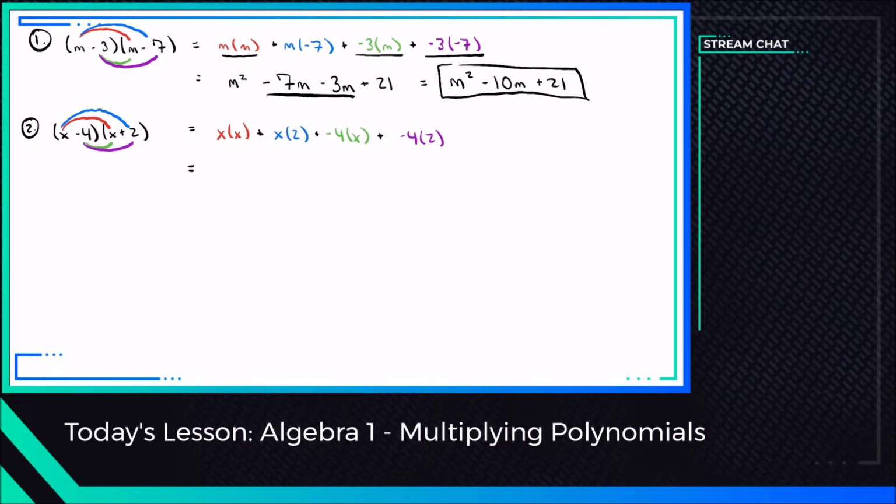And so now an x multiplied by an x is going to be x squared. X multiplied by 2 is going to be a positive 2x. Negative 4 multiplied by x is going to be a negative 4x. And negative 4 multiplied by 2 is going to be a negative 8. And so now when we combine like terms, we're going to start with our x squared. A 2x minus a 4x is going to be a negative 2x, because 2 minus a 4 is negative 2. And then we're going to have our negative 8 here on the end.